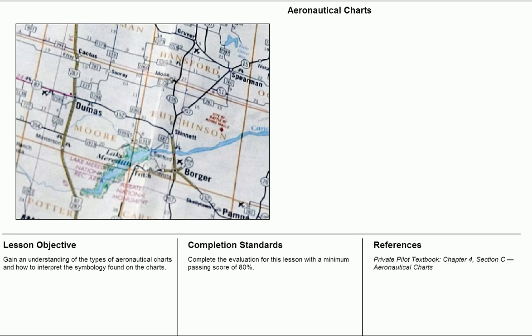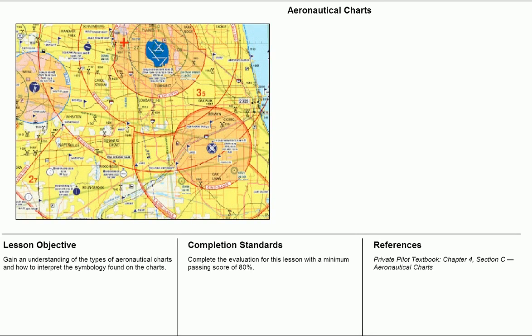Maps conjure up images of travel, adventure, and discovery. On road maps, the depiction of highways, cities, water bodies, and other map features guide you to your destination. As a pilot, you'll find that maps are essential in guiding you to your destination. Aeronautical charts are maps that provide a detailed portrayal of an area's topography combined with aeronautical and navigational information.